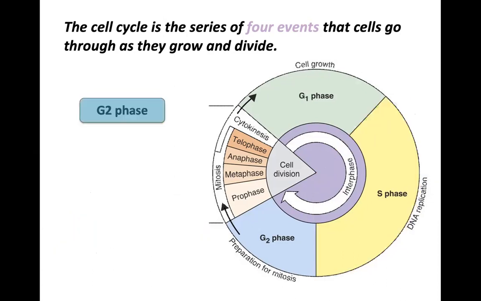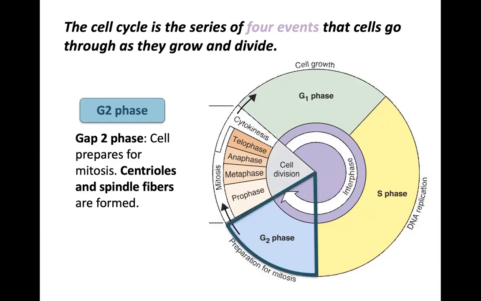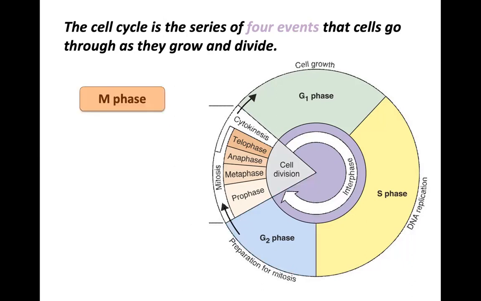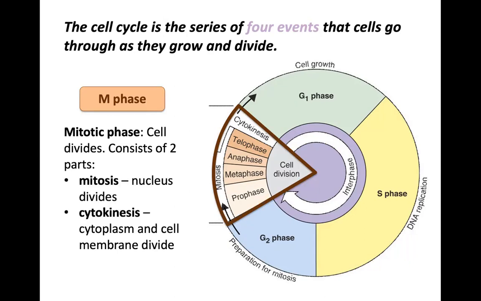Okay, the next phase is the G2 phase, which is known as the GAP2 phase. This is where the cell prepares itself for mitosis, for cell division. Okay, so centrioles and spindle fibers are formed during this phase. Next is the M phase, and this is the mitotic phase. So this is where mitosis actually occurs. This is where cell division happens.